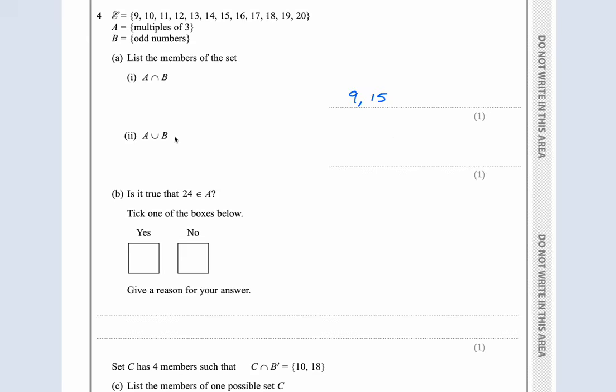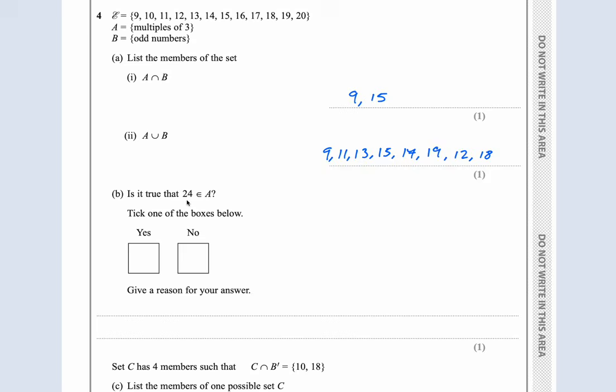A union B. So this is all the multiples of 3 and all the odd numbers. Okay, so first I'm going to write down the odd numbers, guys. Let's do 9, 11, 13, 15, 17, 19, and that's it. And then I need to do the multiples of 3, but I don't include 9 and 15 again. So I'm just going to include 12 and 18. 12 and 18 goes here.